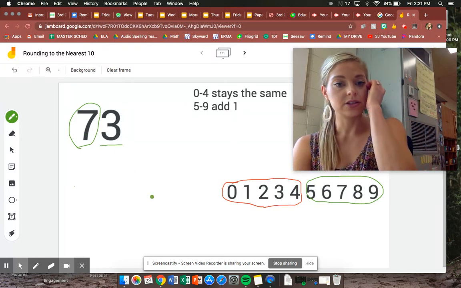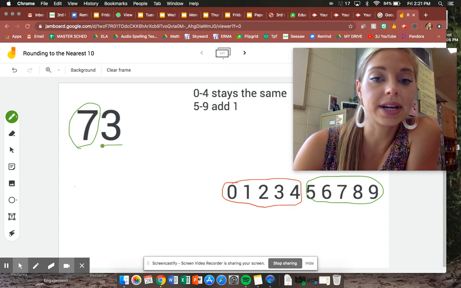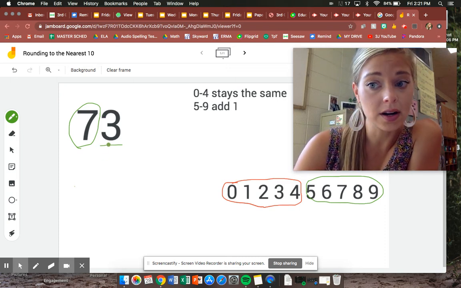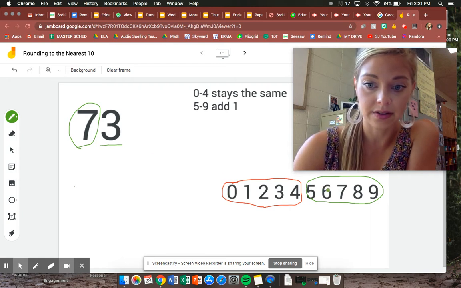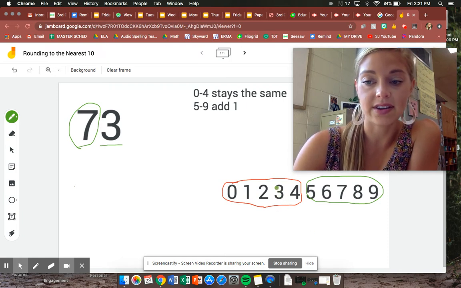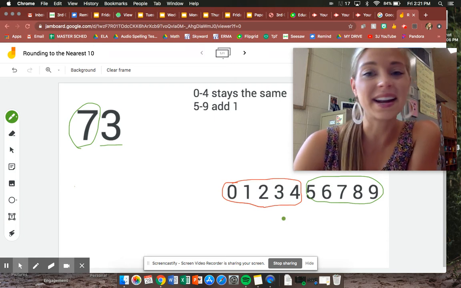Okay, so we're looking at 3. Is it in between 0 and 4, or is it in between 5 through 9? Look on our number line here. Is the number 3, which is right here, is it in between 0 through 4 or 5 and 9? Say it out loud right now. Pretend I can hear you.